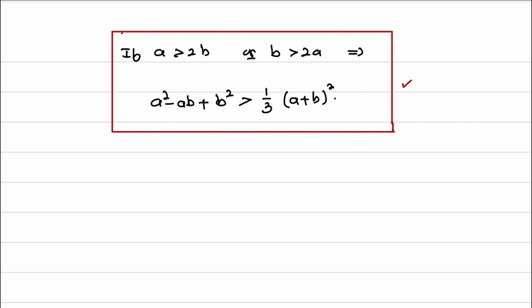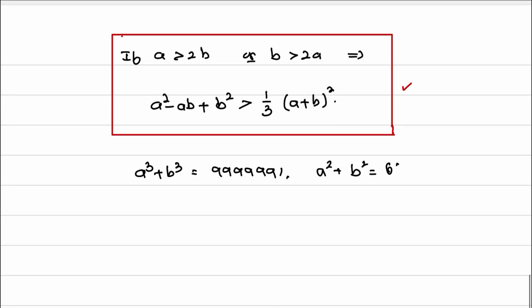In that particular example, what we have got is a cube plus b cube is equal to 999, a square plus b square is equal to 66666661, and a plus b is equal to 1. If a plus b is equal to 1, either a should be 0 and b is equal to 1, or b should be 0 and a is equal to 1. When you apply these, the a cube plus b cube and a square plus b square values will not be satisfied.